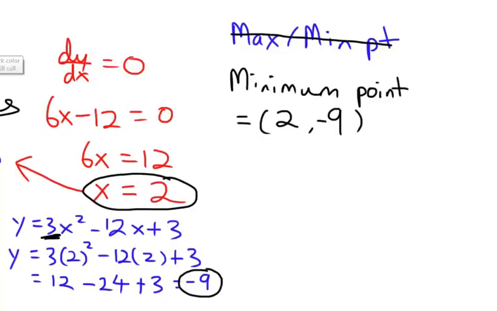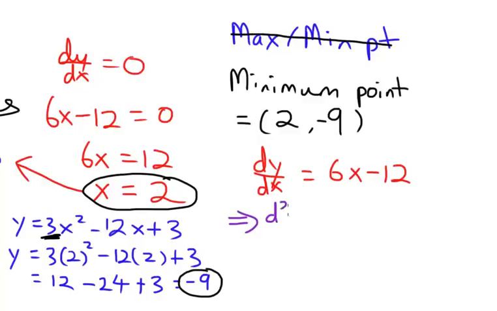Now, at the first level, meaning dy/dx, we have found that it equals 6x minus 12. You are going to do another level of differentiation, which we call d squared y over dx squared. So you differentiate from the dy/dx. So dy/dx is 6x minus 12. If you differentiate again, you get 6. So d squared y over dx squared is 6.